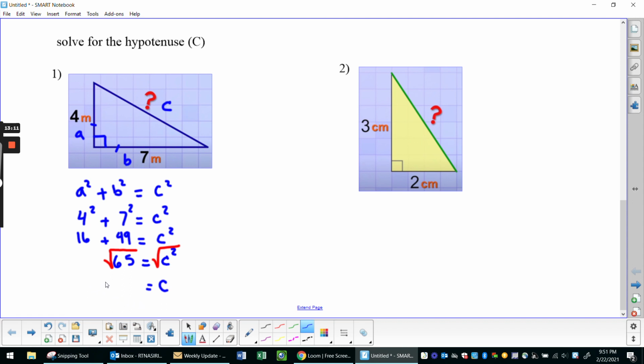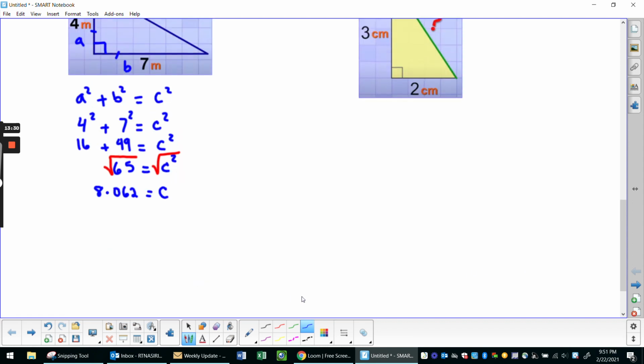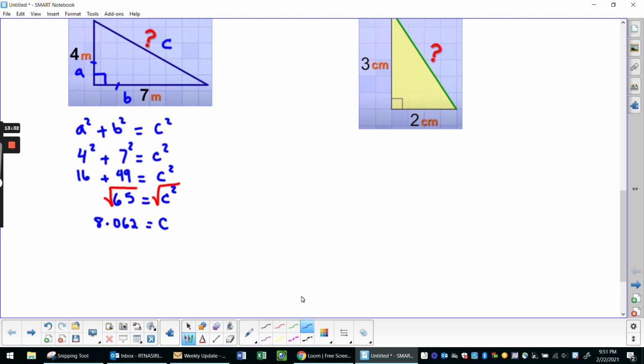And here what you're going to get is, when you hit 65 and then the square root button on your calculator, you'll get 8.062, and then it keeps going because that's an irrational number, right? You guys remember irrational numbers. It keeps going and it does not repeat. So with that, you're going to round this to the nearest tenth. That's what we did today for warm-ups.